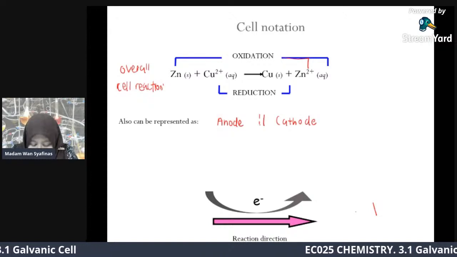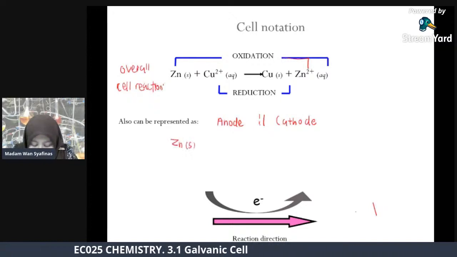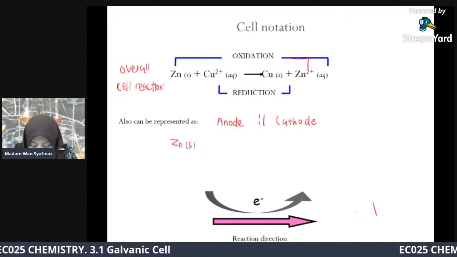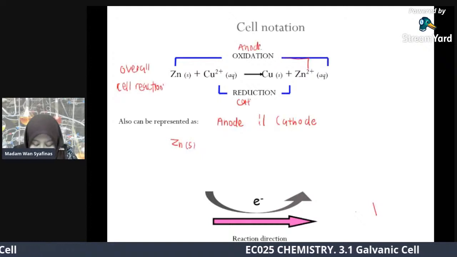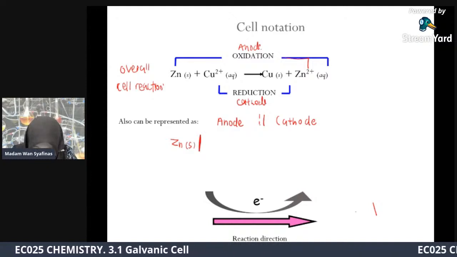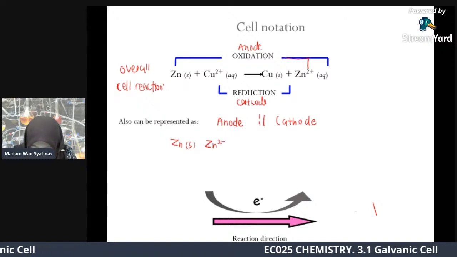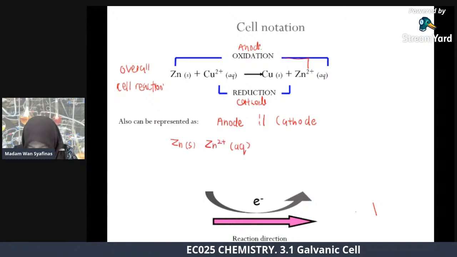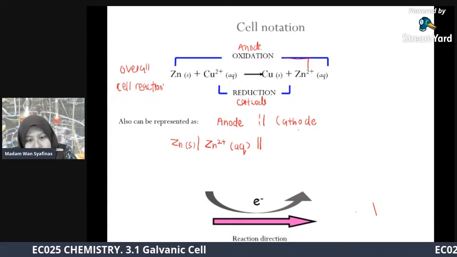Okay, so at the anode you have to write zinc solid, because oxidation occurs at the anode, right? So reduction will occur at the cathode. Okay, so zinc solid, then you have to put the phase boundary. Then we have zinc 2 plus aqueous. Then we put the salt bridge. Then go into the cathode half cell.